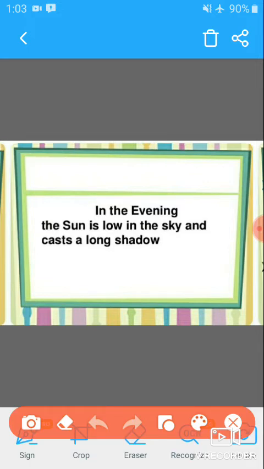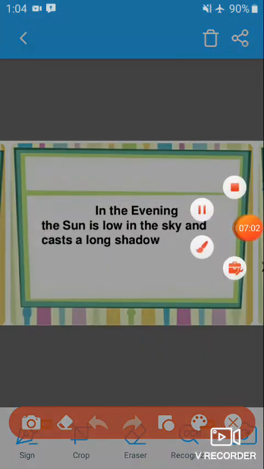I hope you understood about the shadow. Shadows are long in the morning and evening, when the sun is low down in the sky. And shadows are shortest at noon when the sun is overhead.